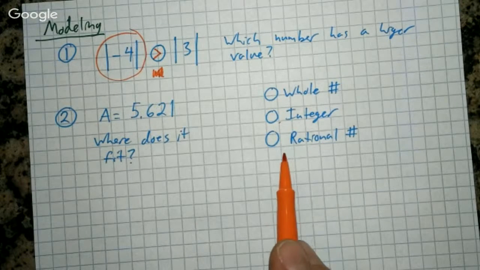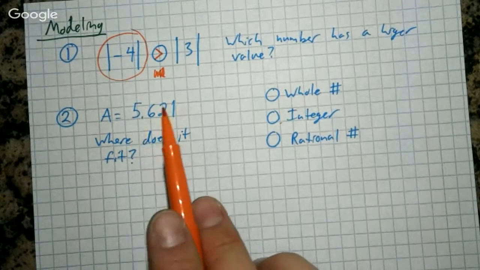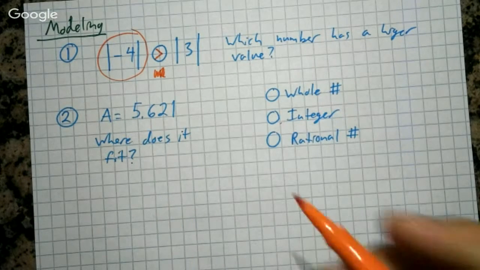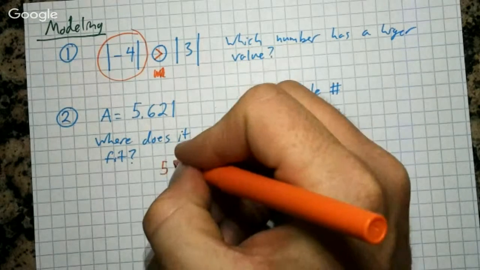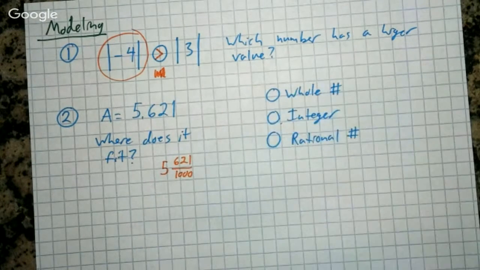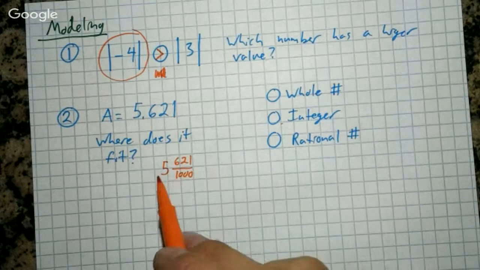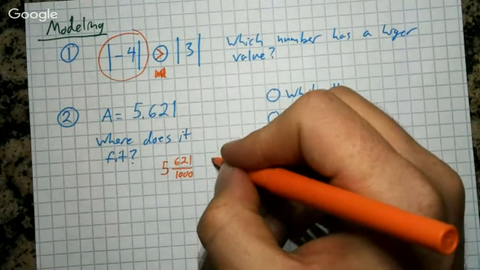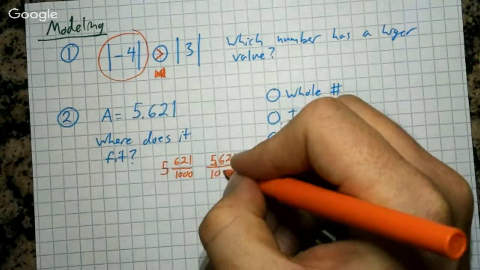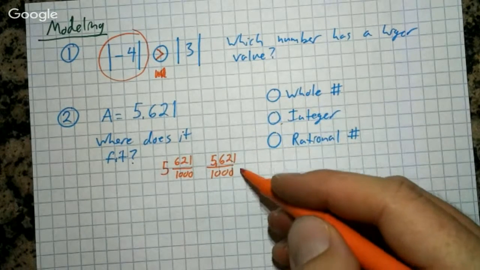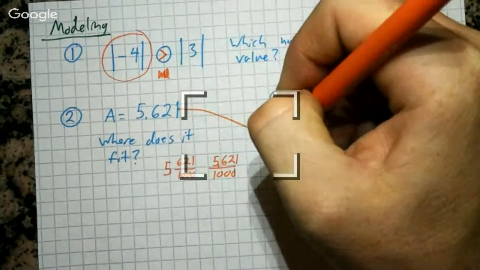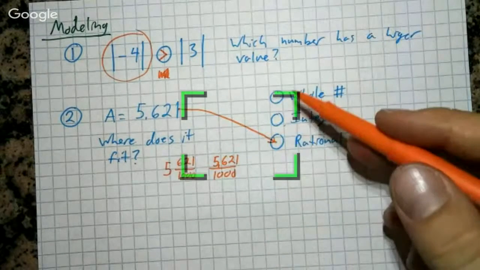Is it a rational number? Can I write this as a over b with a and b both being whole numbers? Well, let's see. I could write it as 5 and 621 over 1,000. Now, can I get this 5 away? Yes. It would be 5,621 over 1,000. A and B are both whole numbers. Is B 0? No. So this is going to go into the rational number, but it won't go into any of the other ones.